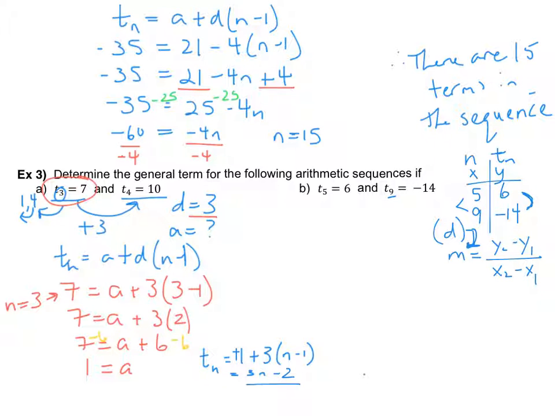All right, so -14 take away 6, that's actually -20. It's going to be -20. And on the bottom, we've got 9 take away 5, which is going to give us 4. So -20 divided by 4 is equal to -5. So we're actually subtracting 5 each time here to get there. All right, so there's my d value, and then you can go ahead and solve that for the a value.